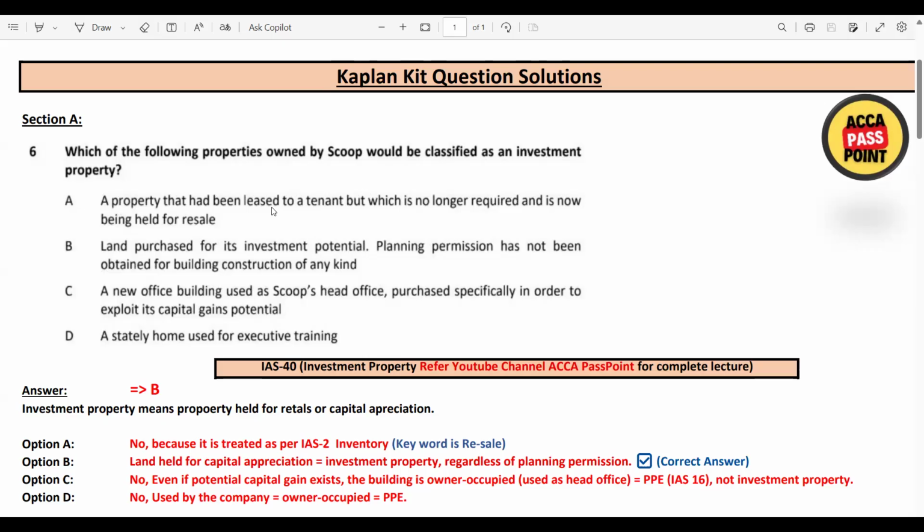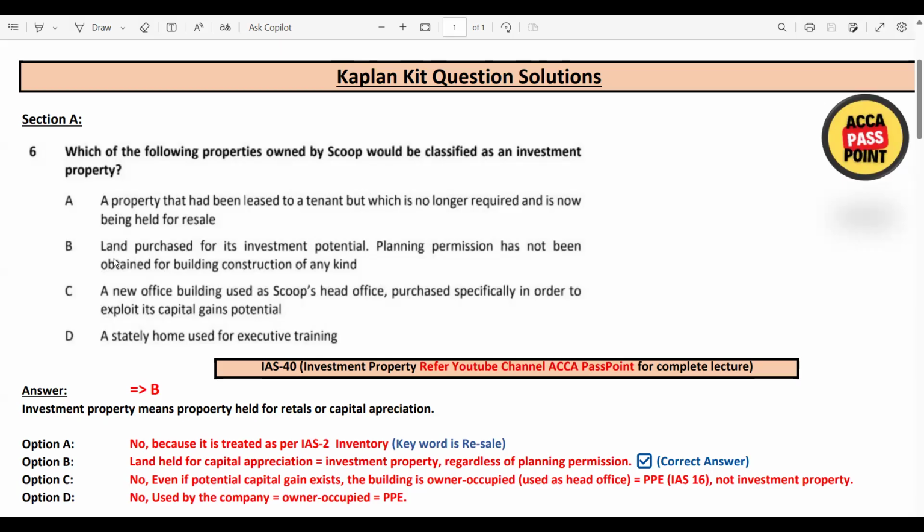This question the examiner can ask from the IFRS perspective as well. The same option can be given to you in an IFRS 5 question, in which you have to choose whether this treatment is as per IFRS 5 or not. No, this is not as per IFRS 5 because you have to focus on the word resale. Resale means the entity, Scoop Limited, is already involved in these businesses. So it's inventory, meaning buying and selling.